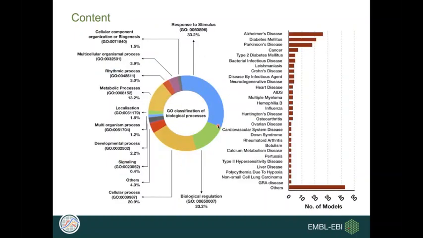And the models in BioModels cover a wide range of biological processes. As you can see here, I'm not going to go into the details, and the models also cover a wide range of diseases, as you can see on the right-hand side. You can see on the top Alzheimer's, diabetes, and Parkinson's.